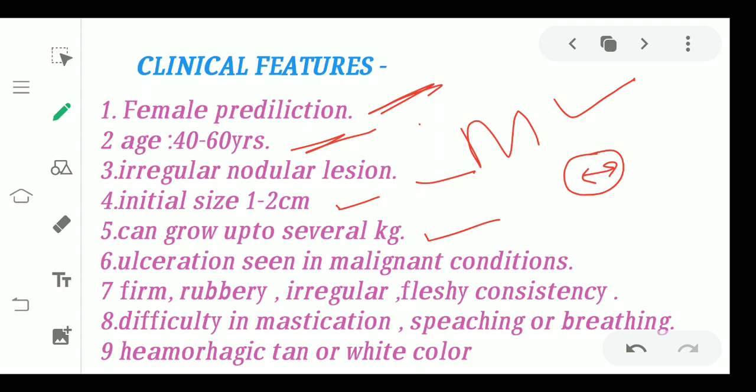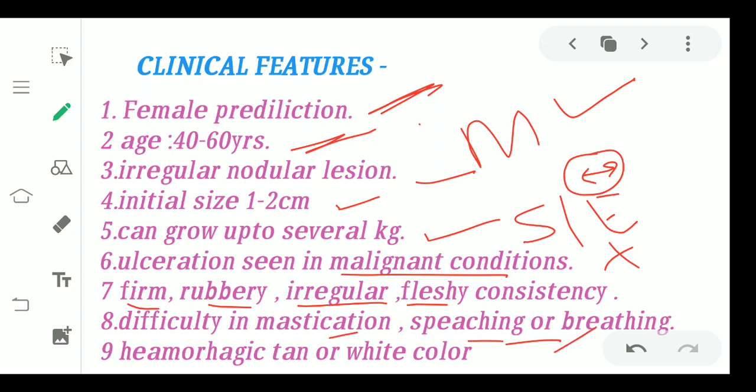Now, ulceration, of course, is seen in the malignant condition, but as we are talking about the adenoma here, no kind of ulceration will be seen. The consistency of the tumor is going to be very firm, rubbery, irregular and fleshy, which means it is going to be smooth as well as have good elastic properties. There is difficulty in mastication, speaking and breathing. Of course, the masticatory muscles and the TMJ are being restricted due to this tumor, so your mastication is affected, your speech is affected, and also breathing becomes difficult. If we look at the color, in some cases it can be hemorrhagic tan, and in some cases it can be white.